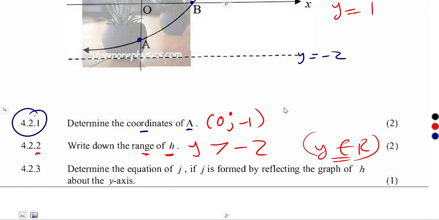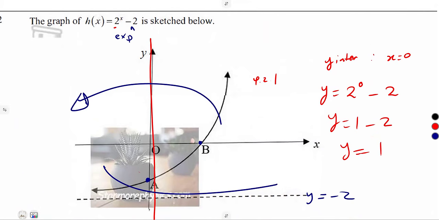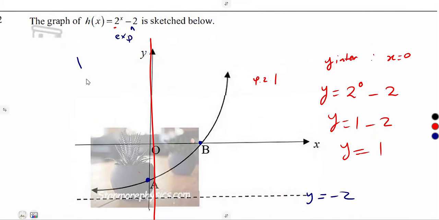Above minus 2. All right? Then determine the equation of j formed by reflecting the graph of h about the y-axis. If we reflect this graph about the y-axis, where we see this piece on the other side and this piece on the other side, it is going to be like this.